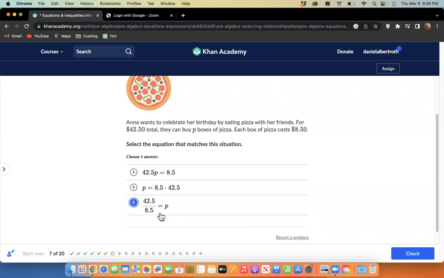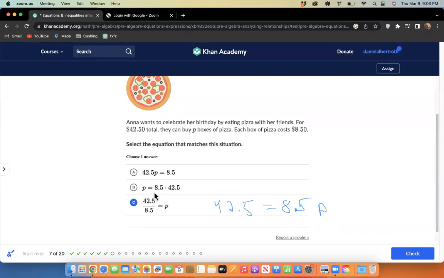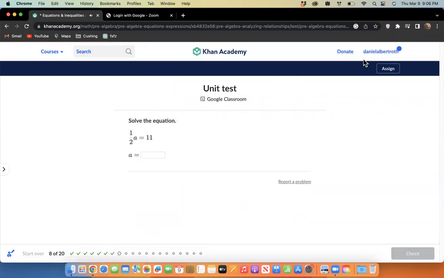If you multiply both sides by 8.5, you'll get $42.50, which is the cost, equals 8.5 times P. Oh my goodness, it's so ugly. That's what I had said off the bat: 8.5 times the number of pizzas that you buy is going to give you $42.50, the total price. If you solve this equation for P, you'll get the answer C, which is why C is the correct answer there. All right, so erase that.